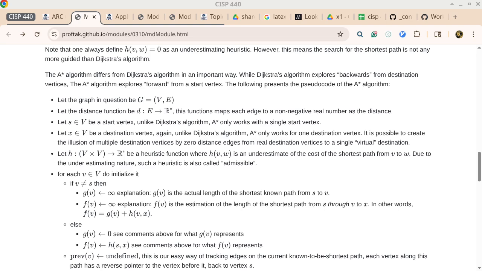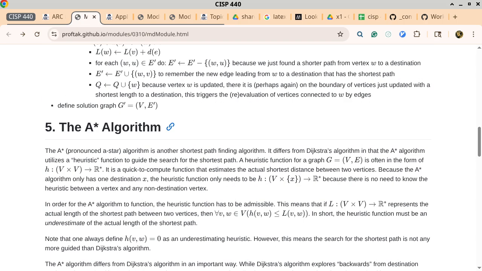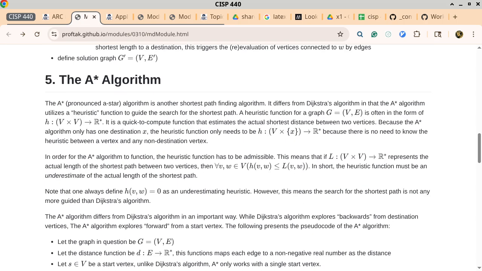Recording. All right. So today we're going to move on to the A star algorithm. Okay. So it's good to first talk about why it is needed, and then we'll talk about the actual mechanism. So this is the A star algorithm.